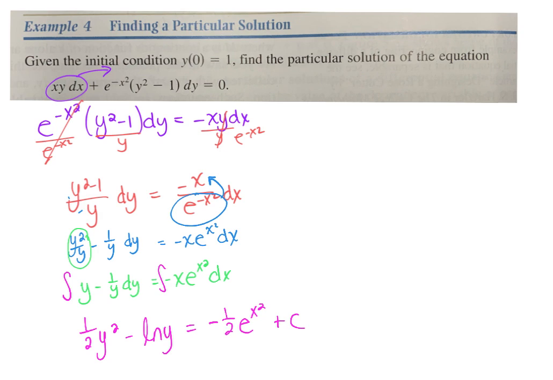Wait, can you repeat that? So if we go back to our initial condition up here, y of 0 equals 1. That means we are going to plug in a 0 for x and a 1 for y. So a 0 for x and a 1 for y. So I'm going to say 1/2 1 squared minus ln of 1 equals -1/2 e to the 0, right, squared, plus c. All right? Just plugging in a 0 and a 1.